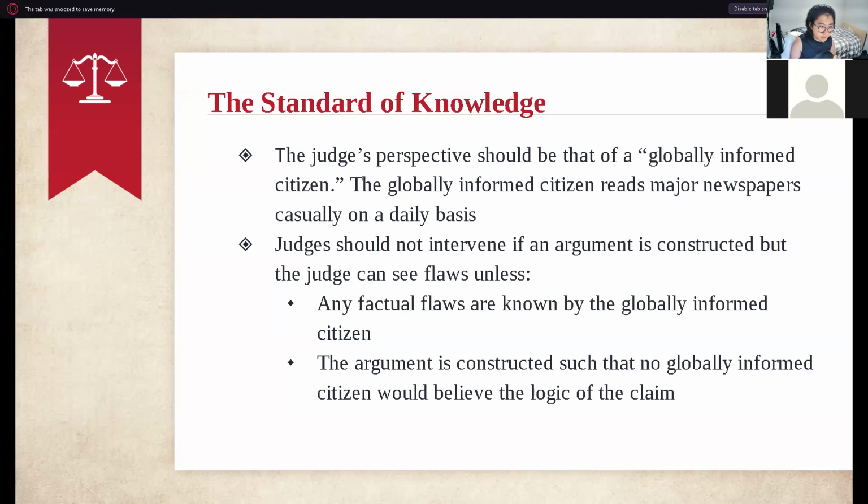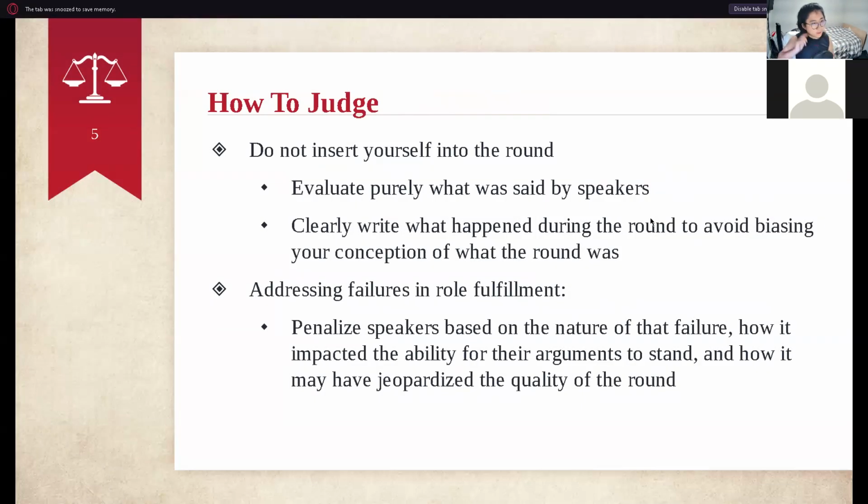Okay, sounds good. As an example of factual flaws that are known by the globally informed citizen, if something is blatantly wrong, like if a team says the United States never intervenes in the Middle East, it doesn't matter whether other teams call them out on it, because what they're saying is just incorrect, right? So you want to discount their argument on those bases. But if it's small things, you want to make sure you're not inserting yourself. Okay, I guess I already addressed this.